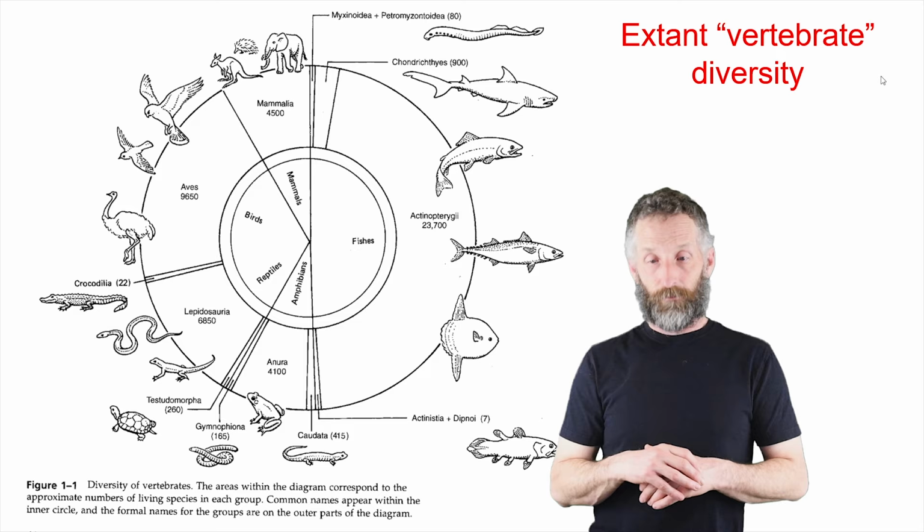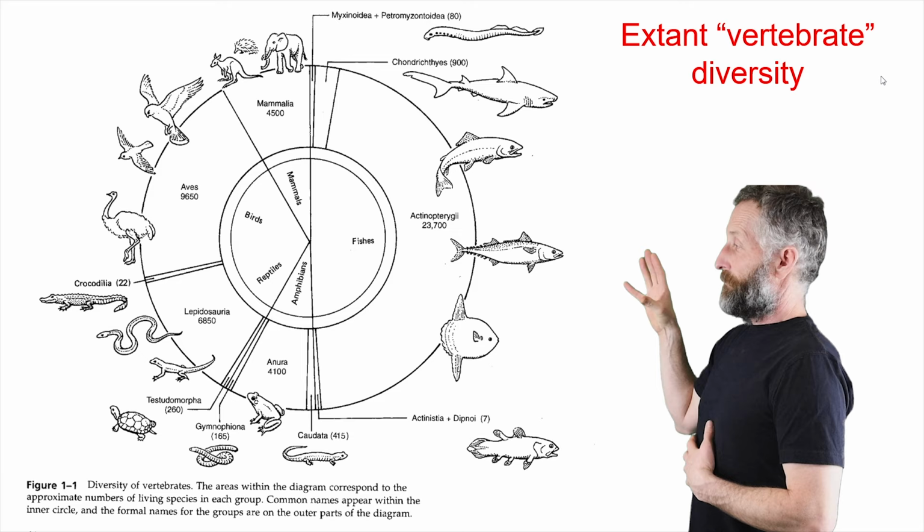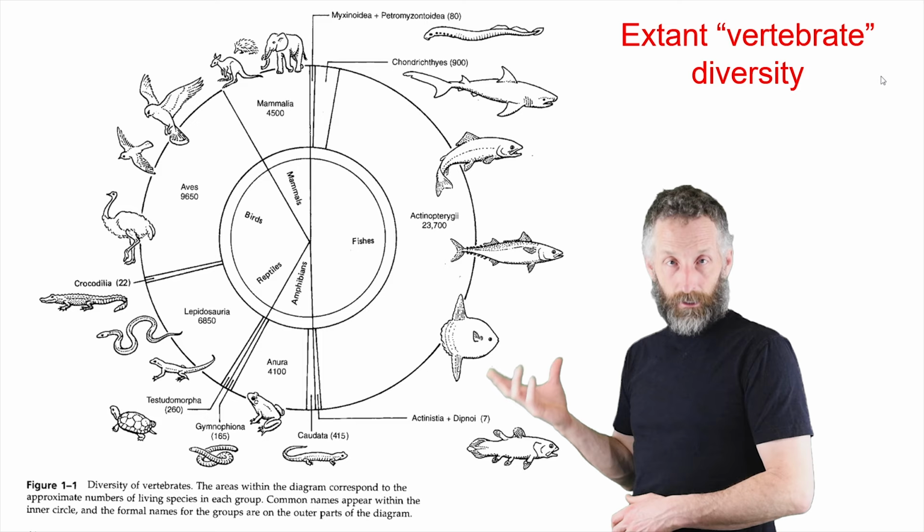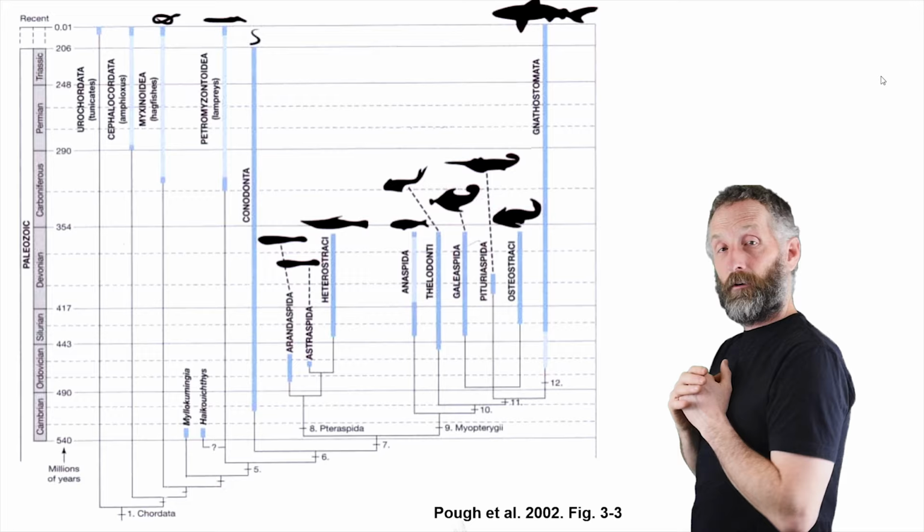Okay, so again, we're starting with extant vertebrate diversity here, where although everything is evolutionarily or phylogenetically a fish, from a colloquial or traditional perspective, about half of all vertebrate diversity in terms of species is in the fishes. I'm going to show this form of the phylogeny, and I'm going to expand various components of it as we move up through the phylogenetic tree.